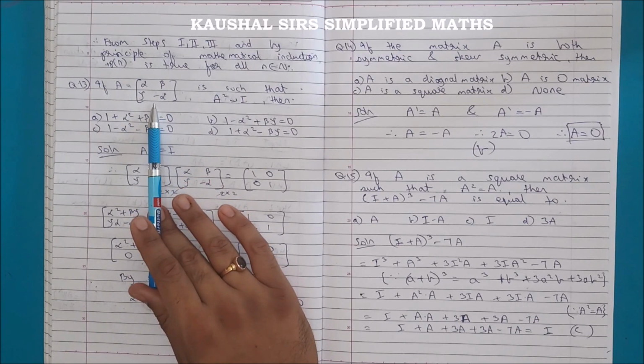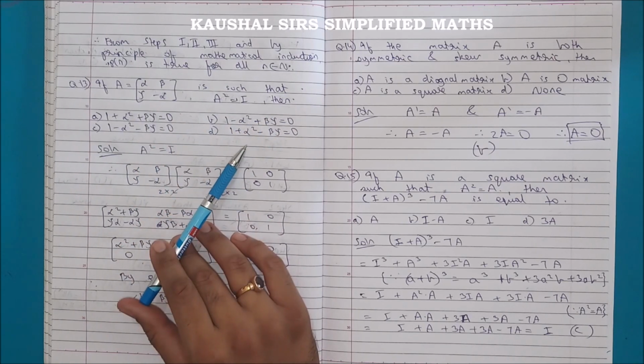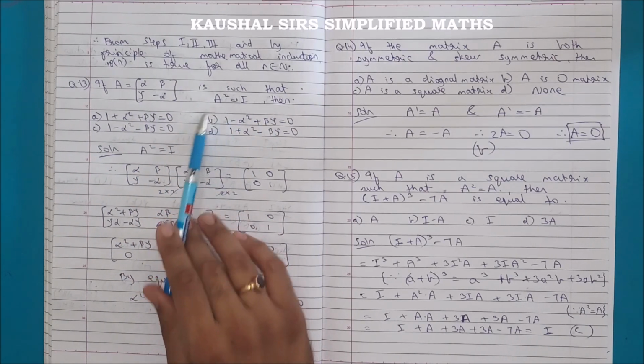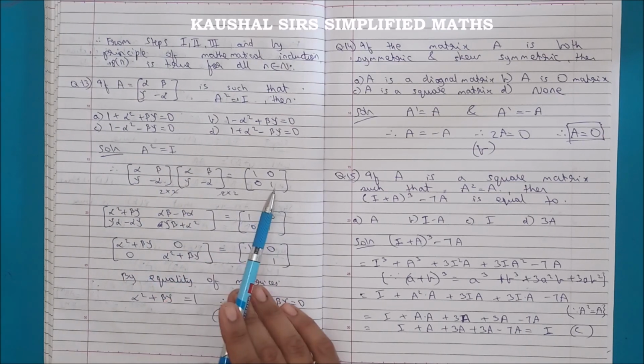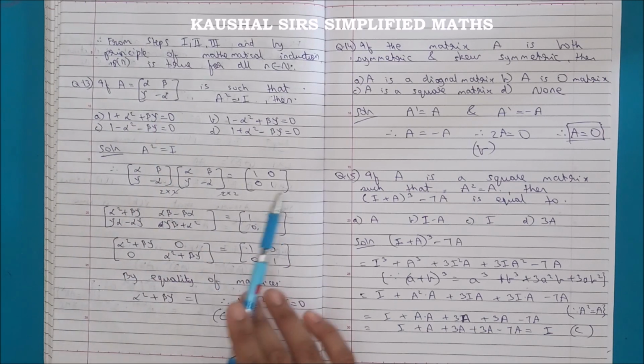Matrix A is given to us such that A square equal to I. Then you have to choose one option. Now this condition के साथ चालू करते हैं. A square equal to I means A into A is equal to what? Identity matrix. I यहाँ पे 2 by 2 का लेंगे क्योंकि A 2 by 2 का मैट्रिक्स है.